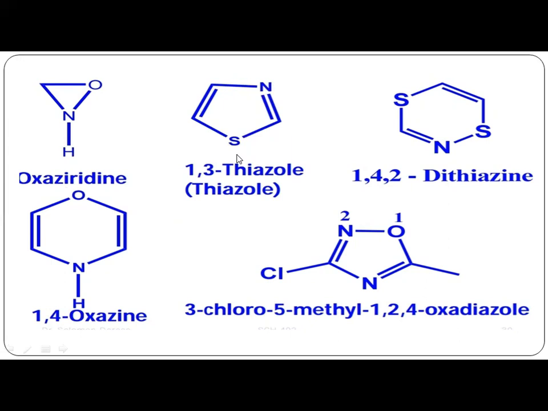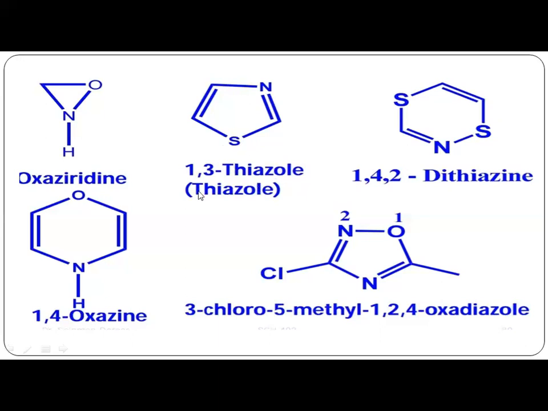Sulfur is at the first position, and we are going to prefer sulfur first, so I have written 1. After that, on the third position there is a nitrogen, so 1,3. Thia is for sulfur and aza is for nitrogen. So aza will represent the nitrogen atom, and thia will represent the sulfur atom. And ole is the suffix we use for a 5-membered unsaturated compound. So its combined name will be 1,3-thiazole. We can also call it a thiazole.